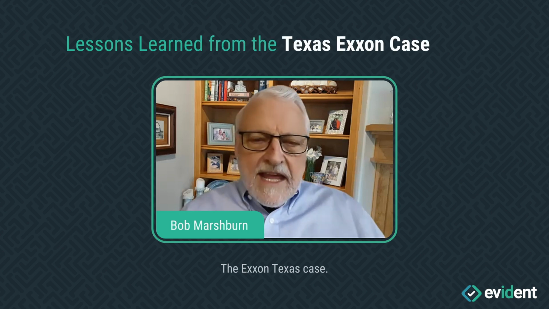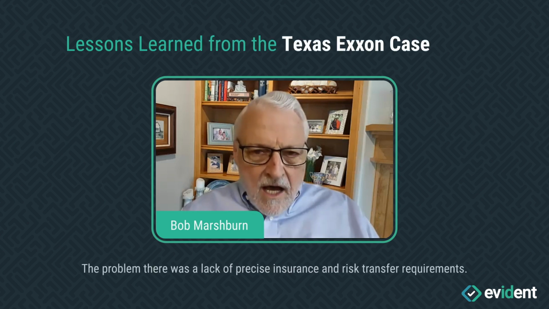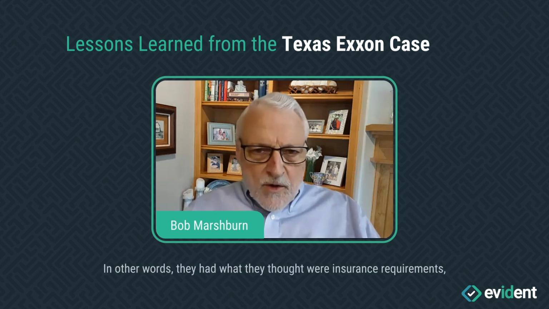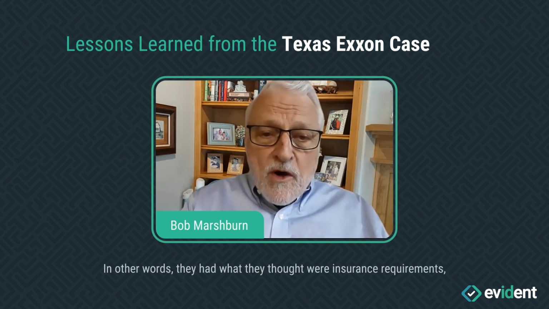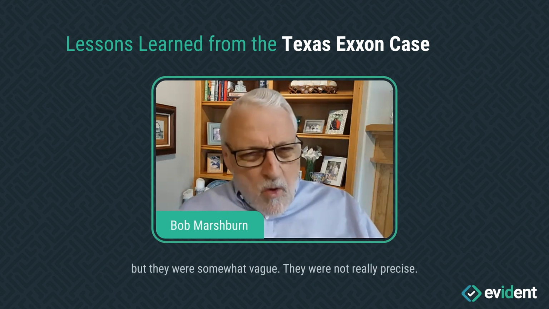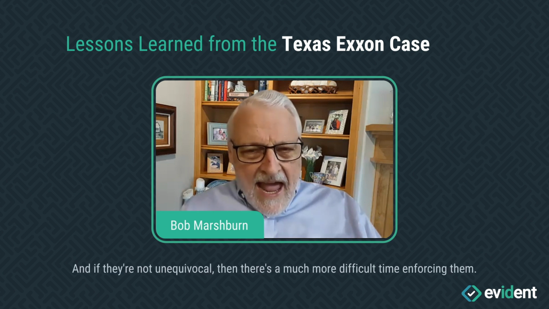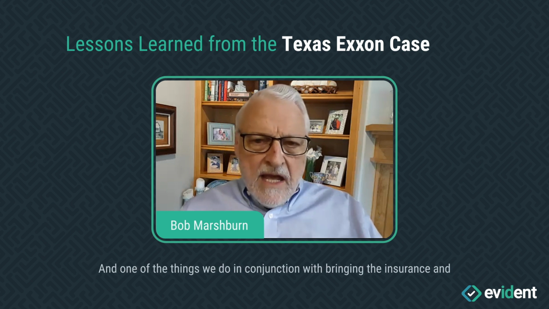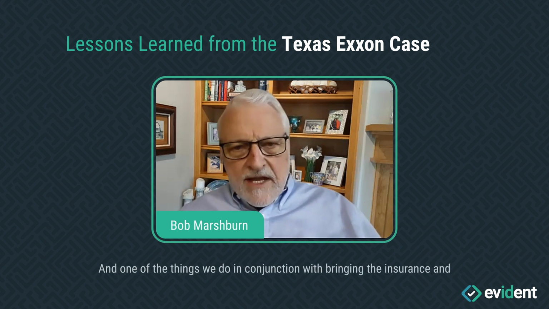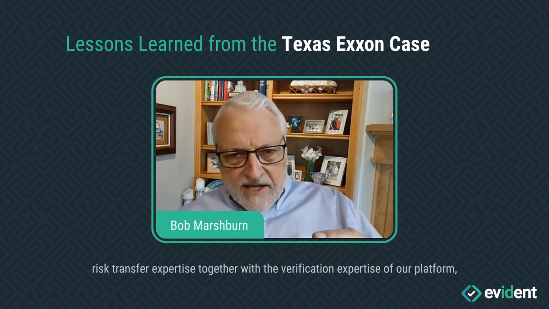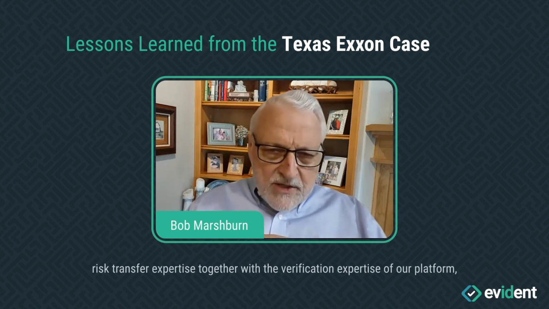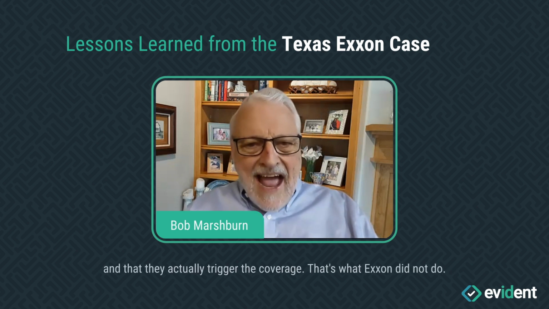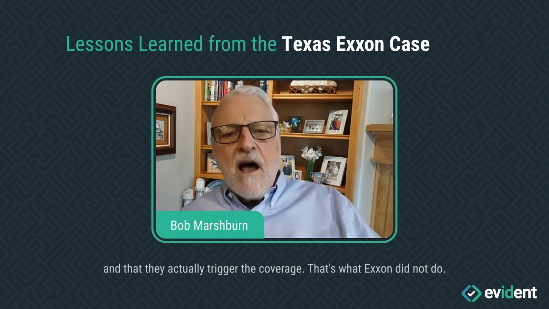The Exxon Texas case, the problem there was a lack of precise insurance and risk transfer requirements. In other words, they had what they thought were insurance requirements, but they were somewhat vague. They were not really precise. And if they're not unequivocal, then there's a much more difficult time enforcing them. And one of the things we do in conjunction with bringing the insurance and risk transfer expertise together with the verification expertise of our platform is we make sure that those requirements are precise and that they actually trigger the coverage. That's what Exxon did not do.